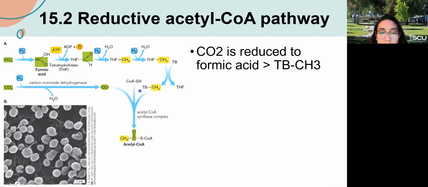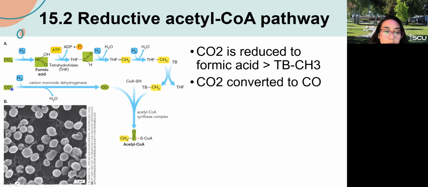And then that formic acid gets converted, eventually, into this TbCH3. So you don't really need to know all of these random steps, but basically the formic acid will eventually be converted into this molecule here, TbCH3. Okay, weird. And then in another part of the process, we get another CO2, and we are going to convert it into CO. As you can see here, CO2 is converted into CO.